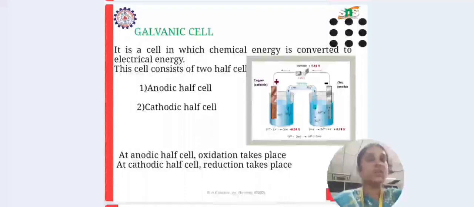Here the copper electrode is positive and the zinc electrode is negative, because electrons are transferred from zinc to the copper cathode. For gaining, the sign is positive, and for losing, the sign is negative. Oxidation takes place at the anode and reduction at the cathode, so the current flows from anode to cathode.